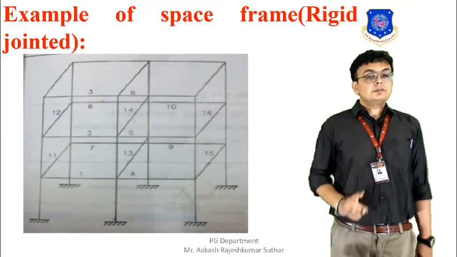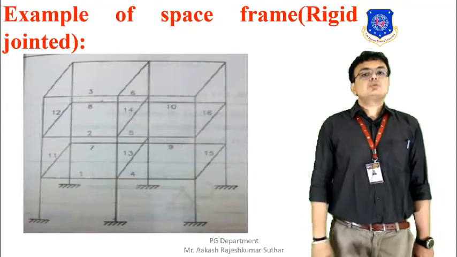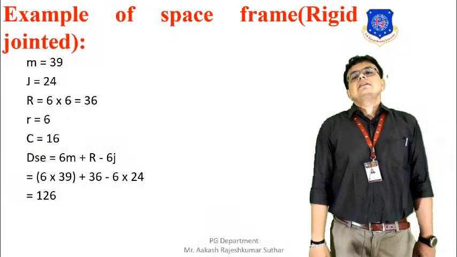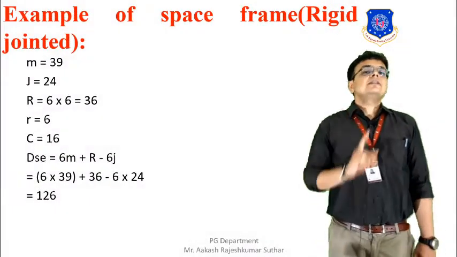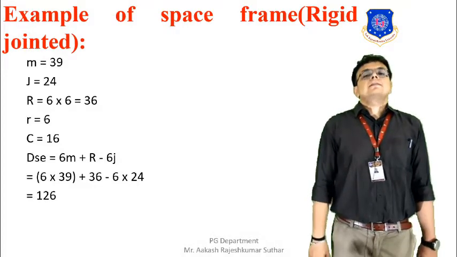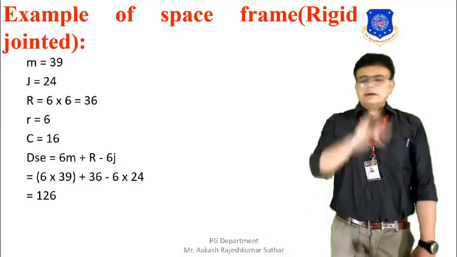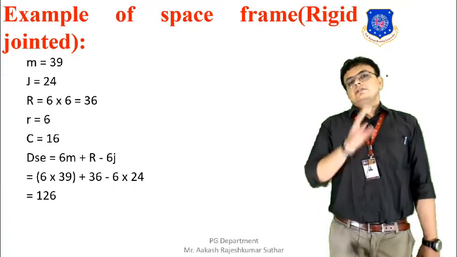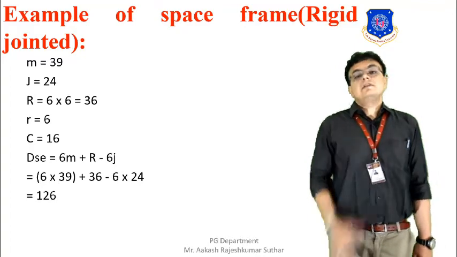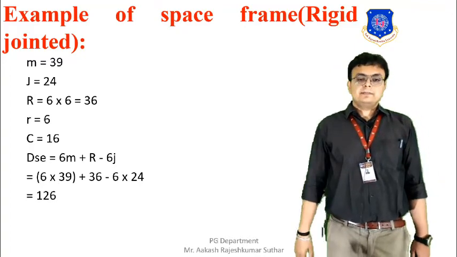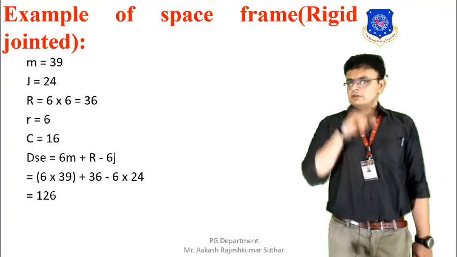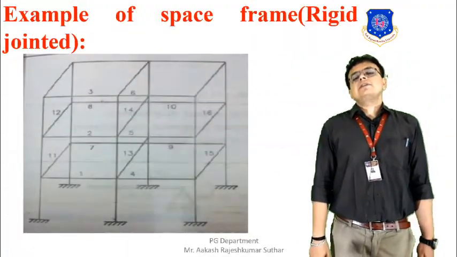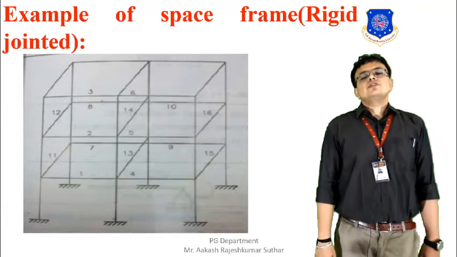Here the number of supports is equal to 6. So based on that, there will be 6 into 6, that means 36 reactions. For a space frame, the number of equilibrium conditions available will be equal to 6. And we also have another thing, the cells. Basically 16 cells are formed because of the arrangement of the members.